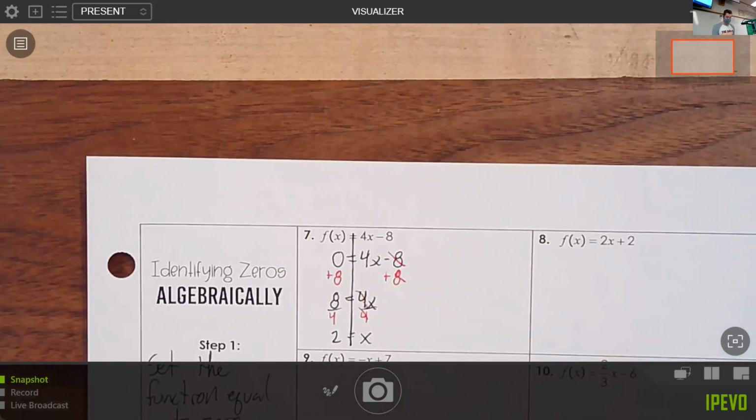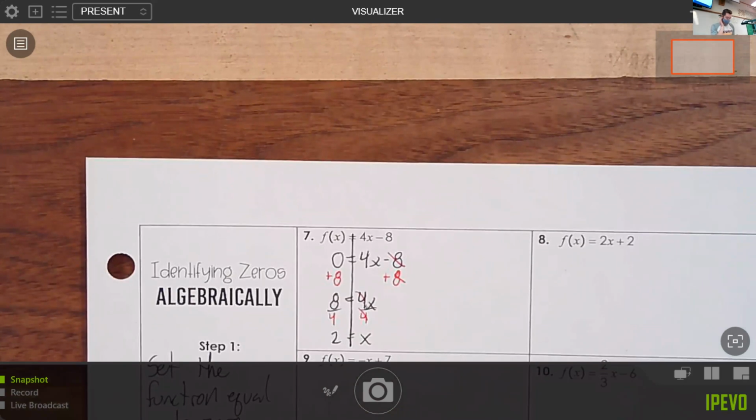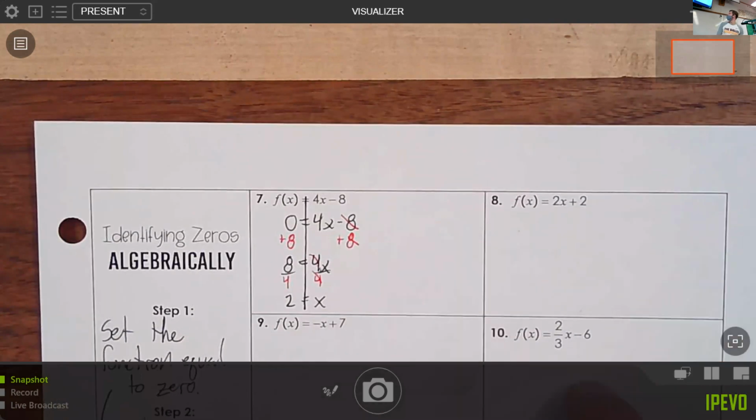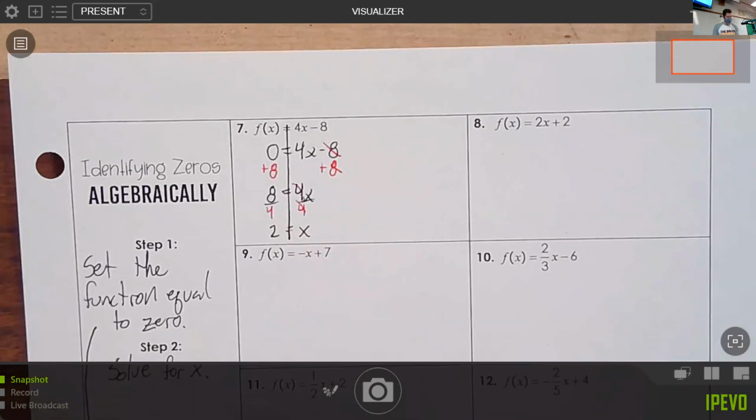That's all we have to do on the rest of them. I'll leave 8 for you to do on your own. We'll do 9 together, and then we'll do one of the fraction ones together, and then I'll have you do the other 3. So let's just make this easy. We'll do 7, 9, and 11, and then I'm going to have you do 8, 10, and 12. So number 9 is the next one.